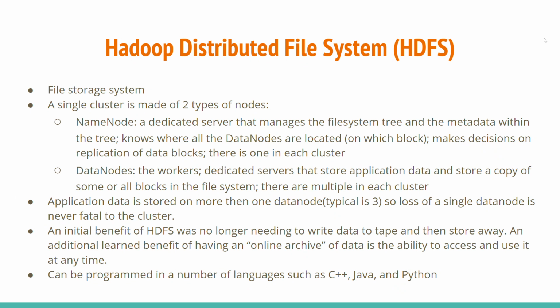HDFS is a primary storage system capable of storing a large number of large files. There are two types of nodes operating in a single HDFS cluster. The name node is a dedicated server that manages the file system tree and the metadata within the tree. There is only one name node per cluster, and it acts as the master or manager. The data nodes are servers that store application data and a copy of some or all of the blocks in the file system.